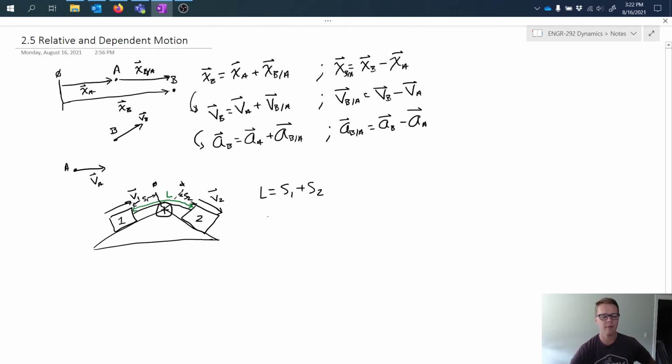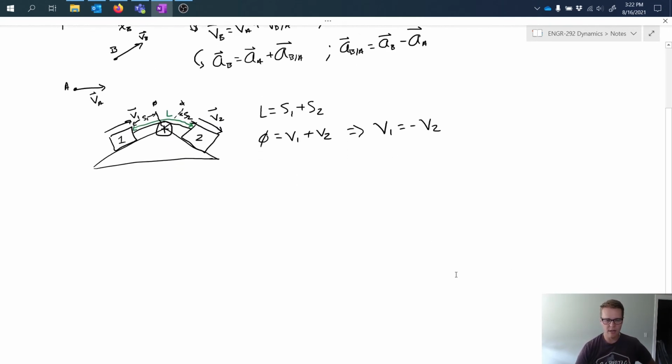If I take the derivative of these positions in order to get velocity, the time derivative of this constant L is 0. And the derivative of S1 is V1, and the derivative of S2 is V2. And therefore, I get a relationship that V1 equals minus V2. And really, this negative sign just indicates that they're moving in opposite directions. One's moving up and it causes the other one to move down. The reason that happens is because S1 and S2, if one is increasing, then the other by default has to be decreasing.